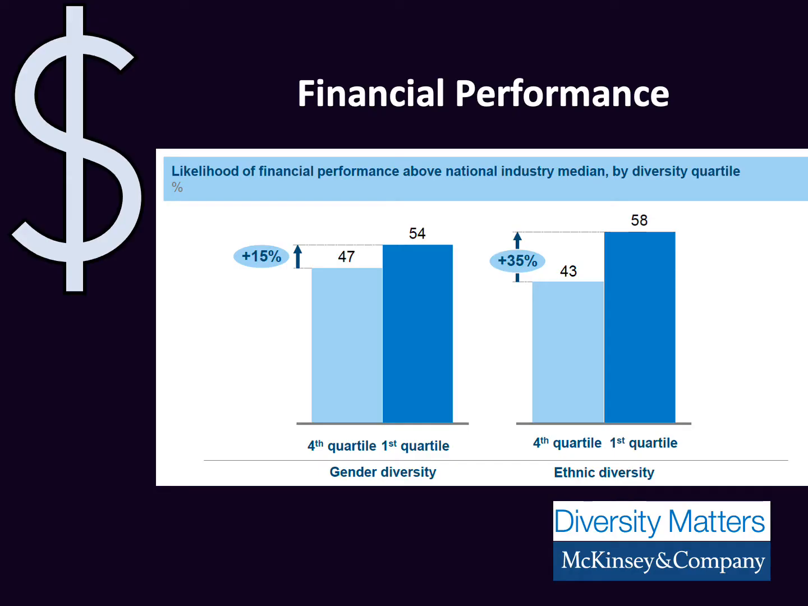What about the fiscal bottom line? For companies with gender diversity in the first quartile, there's been a 15% demonstrated increase in financial performance when compared to the fourth quartile. An even greater increase of 35% is seen in companies with racial ethnic diversity in the first quartile when compared to the fourth quartile. Why these increases in financial performance with increasing diversity? Increasing diversity results in improvements in customer relations, in employee satisfaction, and improved decision-making.